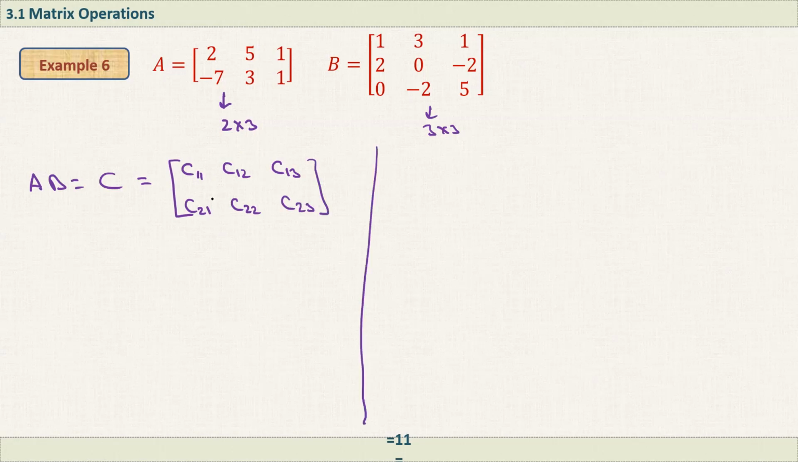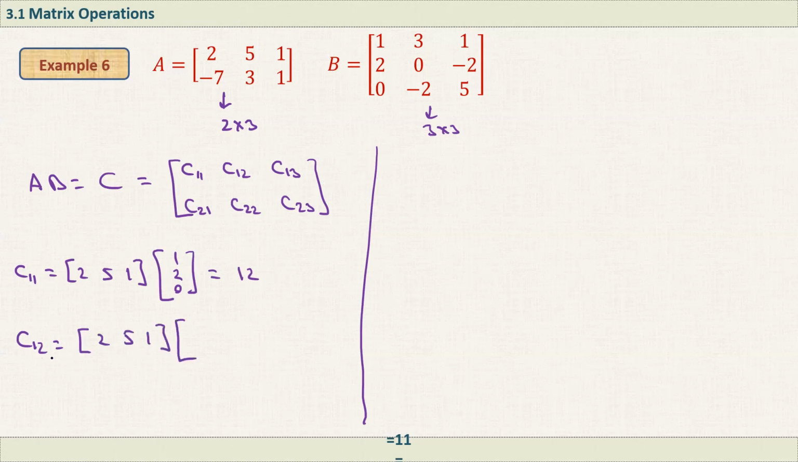Now we need to get C1,1. To get C1,1, we need to multiply the first row by the first column. So that is 2, 5, 1 multiplied by 1, 2, 0, which is equal to 2 plus 10, that's equal to 12. And C1,2 means we need to multiply the first row by the second column, right? The second column is 3, 0, negative 2, which is 6, 0, negative 2. So here we have 4.